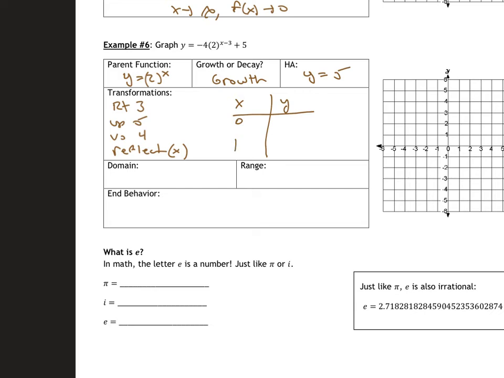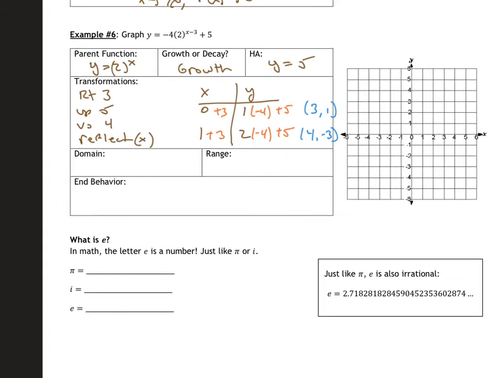So 0, 1, so 1 and 2. I'm going to plug it into my parent function. Now I'm going right 3, so I'm going to add 3. Remember here, I'm going to multiply by the negative 4 because it's a stretch and a reflection, and then I'm going to add 5. So that gives me my points. I got 3. 1 times negative 4 is negative 4 plus 5 is 1, so I got 3, 1. And then I have 4. 2 times negative 4 is negative 8, plus 5 is negative 3. So I got my 2 points. I'm good to go. So let's slide this over.